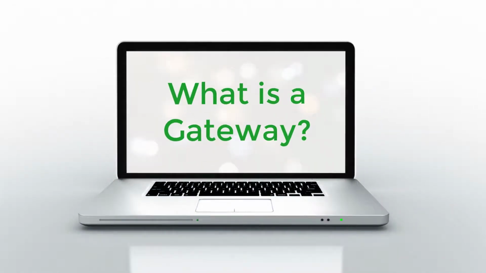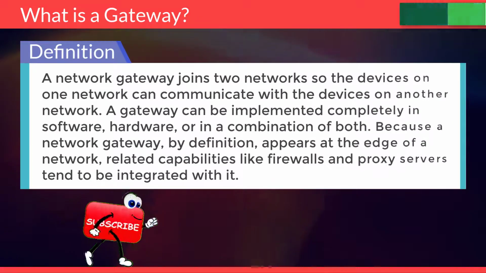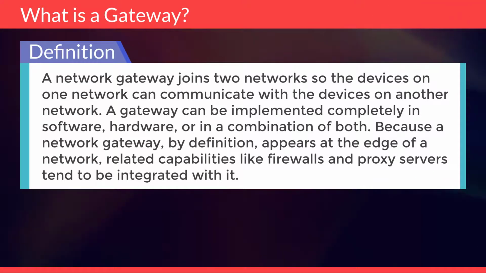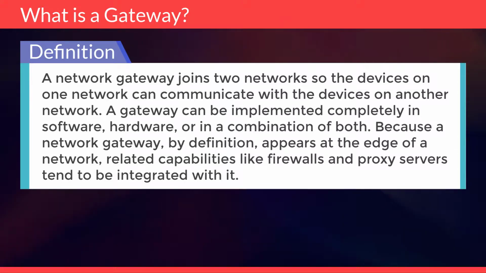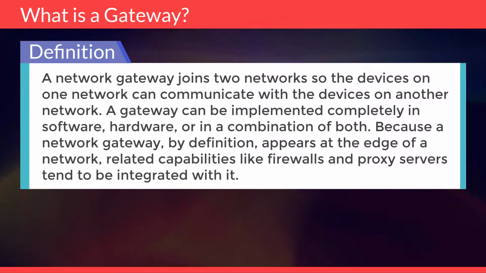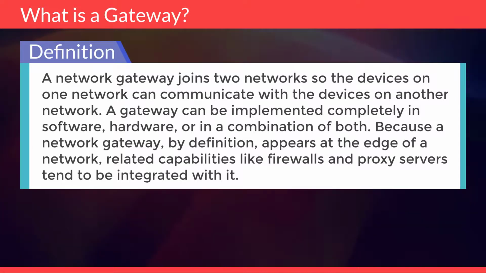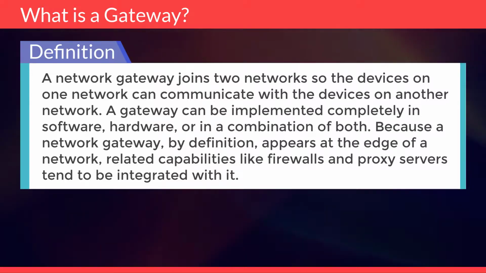What is a gateway? A network gateway joins two networks so the devices on one network can communicate with the devices on another network. A gateway can be implemented completely in software, hardware, or in a combination of both. Because a network gateway by definition appears at the edge of a network, related capabilities like firewalls and proxy servers tend to be integrated with it.